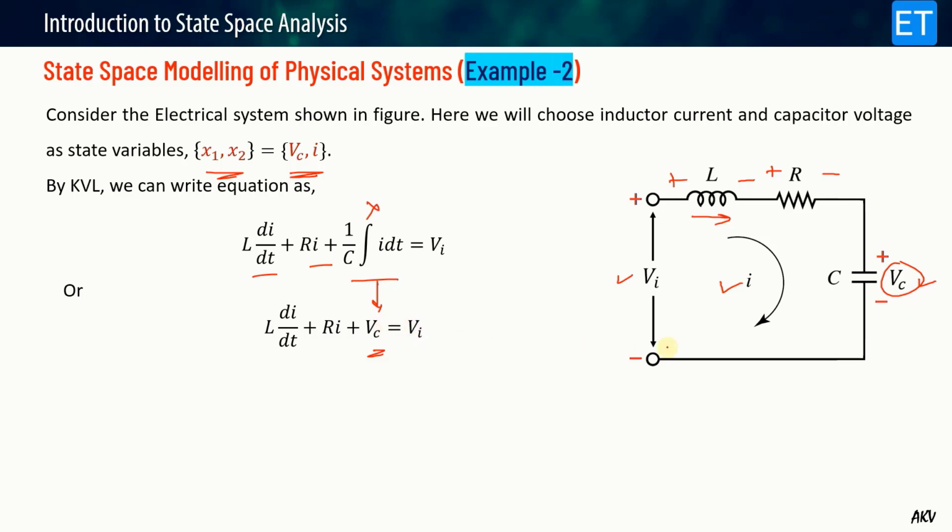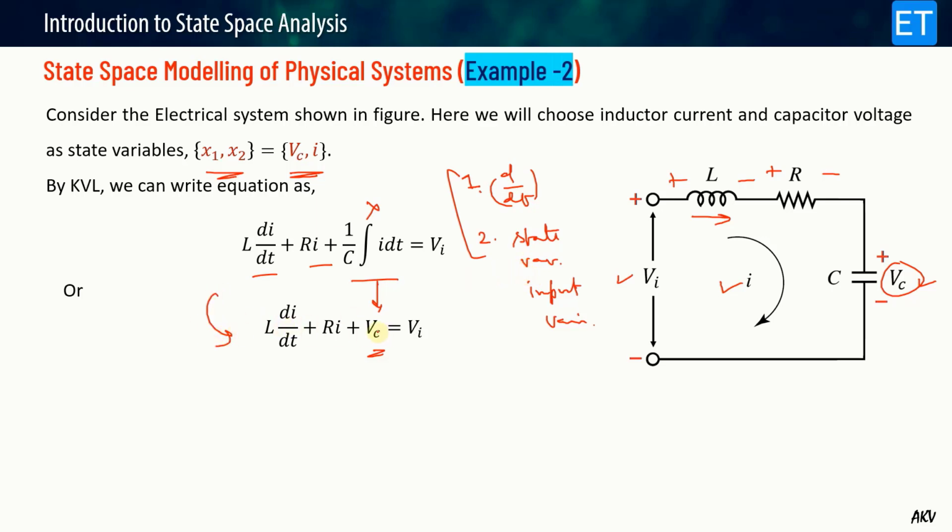And one thing you have to keep in mind, that whenever you are writing differential equations for some system, there should be one differential term, one di by dt term, and the second thing is that all the remaining variables must be the state variables or the input variables. So whenever you are writing the differential equation, you have to convert it into this format. There should be only one d by dt, and the remaining terms should be either state variables or the input variables or both.